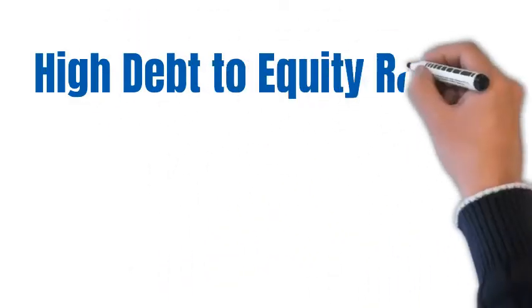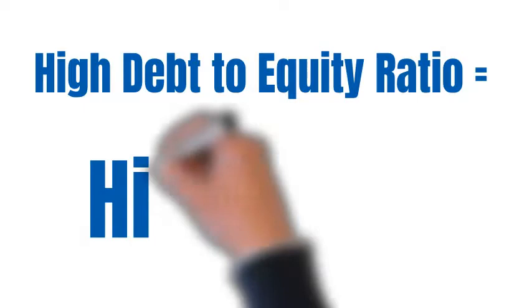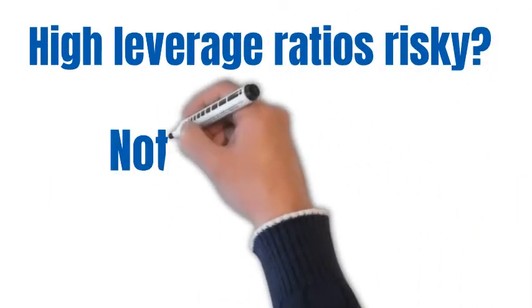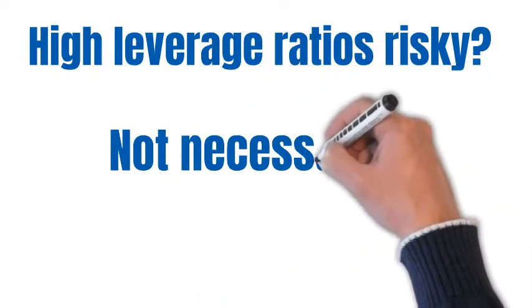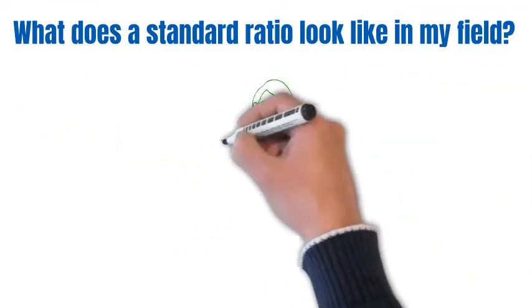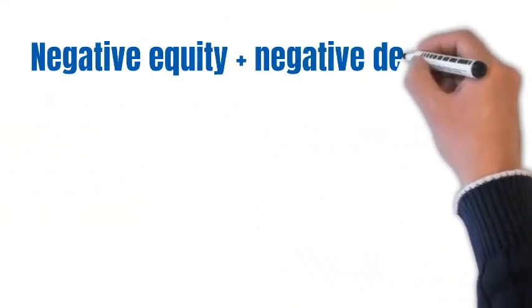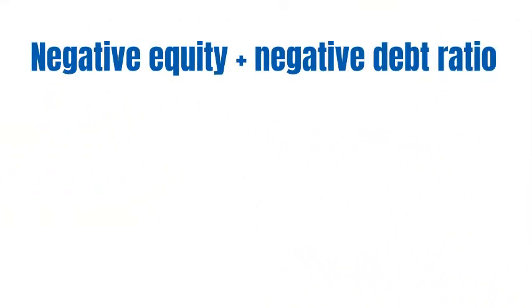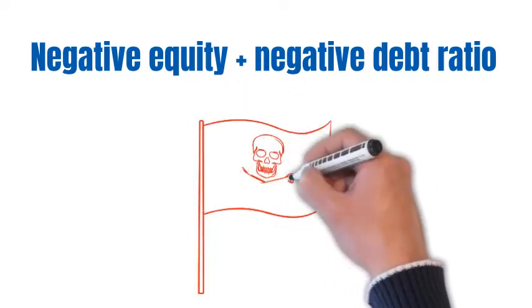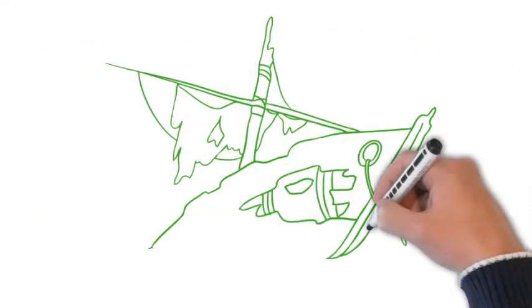A high debt-to-equity ratio is often associated with higher risk ventures, because it means that a company has been quite aggressive in financing its growth with debt. But high leverage ratios aren't necessarily risky if you're in a slow growth industry with stable income. It really depends on what a standard ratio looks like in your particular field. In the worst case, a company may have negative equity, and therefore a negative debt-to-equity ratio. This is a big red flag. Your sheets may be up Sheets Creek.